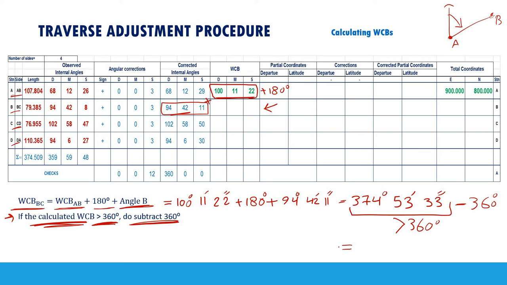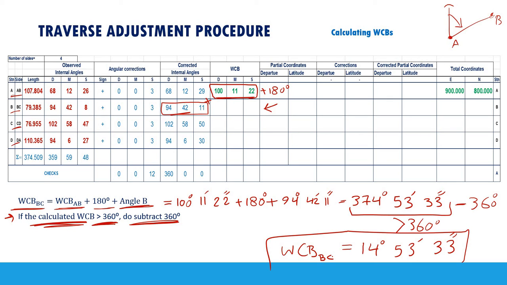And the final answer in this case would be 14 degrees, 53 minutes and 33 seconds. So this is the whole circle bearing of BC. Okay, I will write it down here, 14, 53 and 33 seconds.